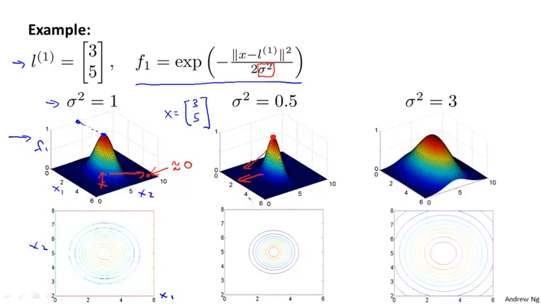And conversely, if you were to increase sigma squared, so here I've set sigma squared equals 3, in that case, as I move away from L, so this point here is really L1, which is at location 3, 5, shown up here. If sigma squared is large, then as you move away from L1, the value of the feature falls away much more slowly.